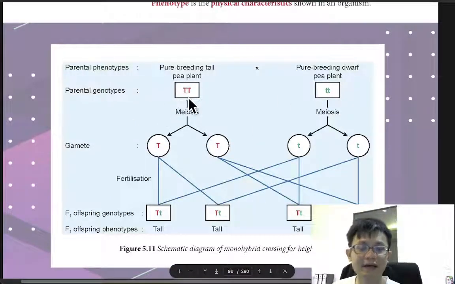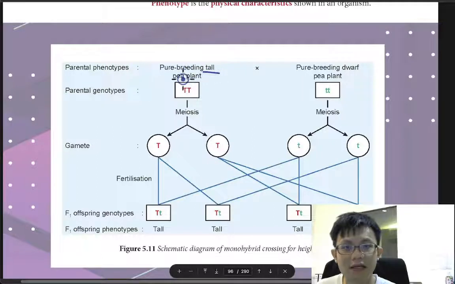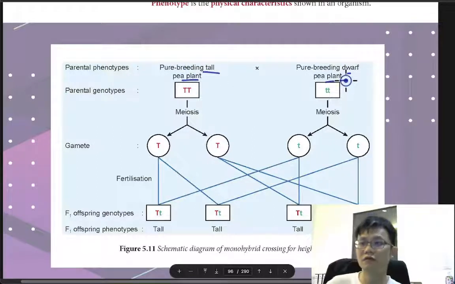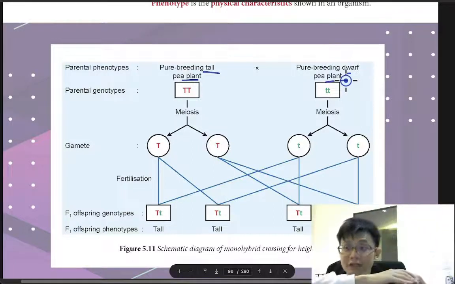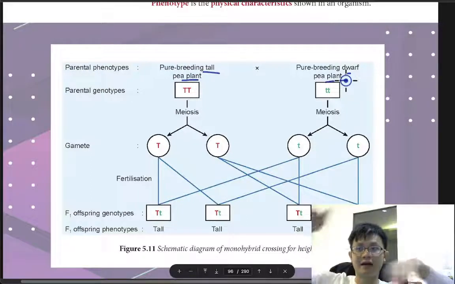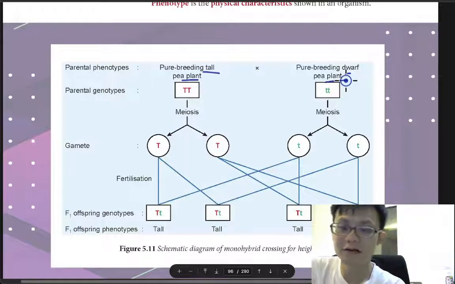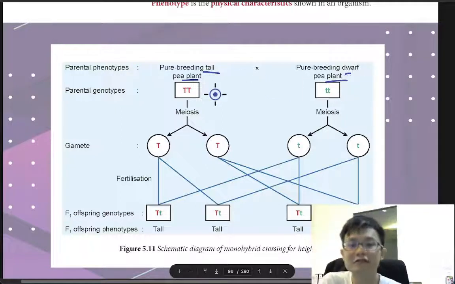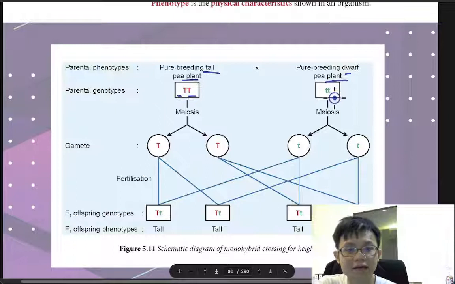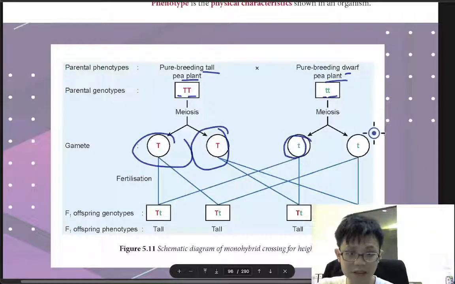Let's say we have a pure tall pea plant and a pure dwarf pea plant. One plant is very tall and one plant is very short. I crossbreed the plants, like making the plants get married. Is the offspring a tall plant or a short plant? Let's draw this. Big T and big T, I separate it, and small t and small t.